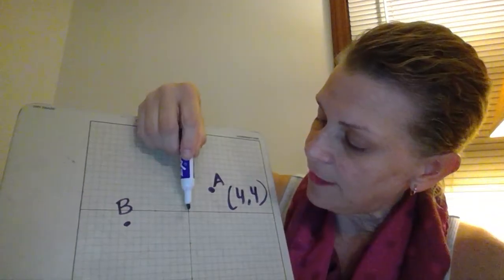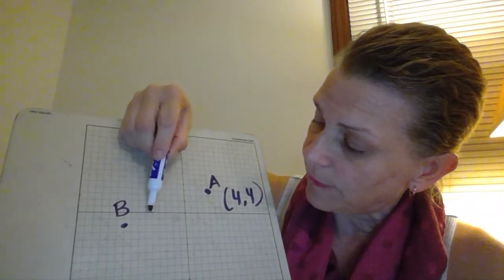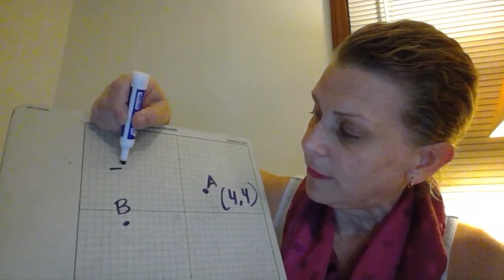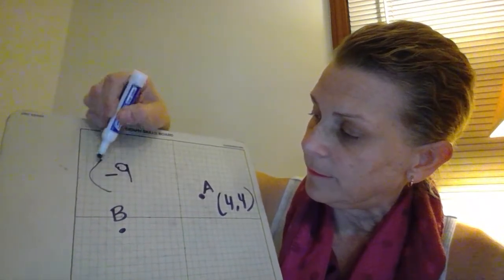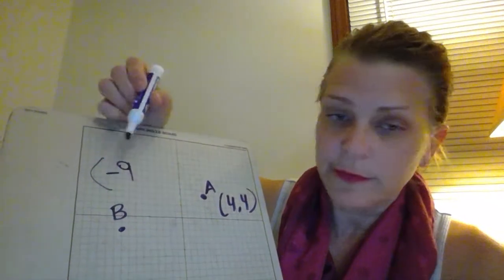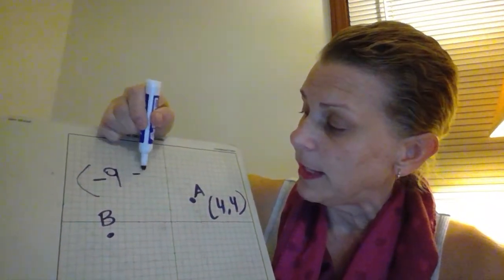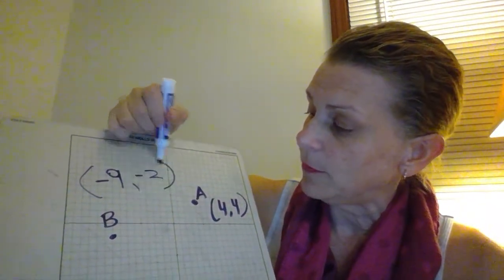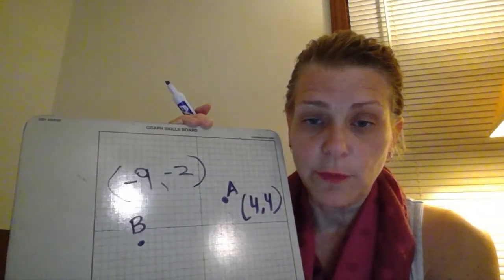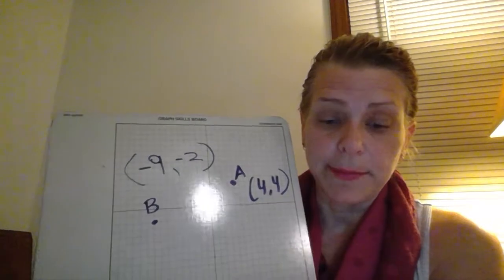And now if they asked you the coordinate of point B, we'd start at the origin again, but this time we're going to the left. 1, 2, 3, 4, 5, 6, 7, 8, 9. And since we went to the left, it would be negative 9. And then how many we went up or down? 1, 2. And since we went down, it would be negative 2. Put a comma in between. And we have negative 9, negative 2 for the coordinates of point B.